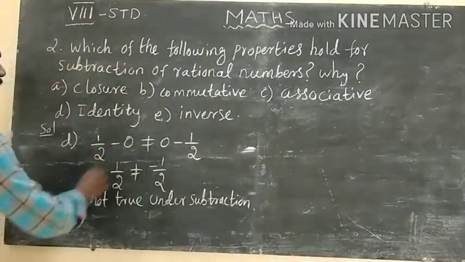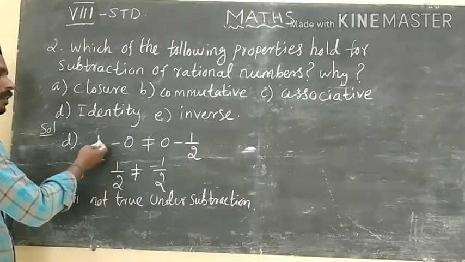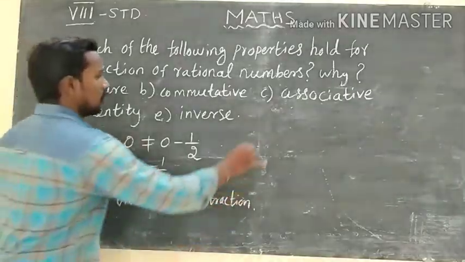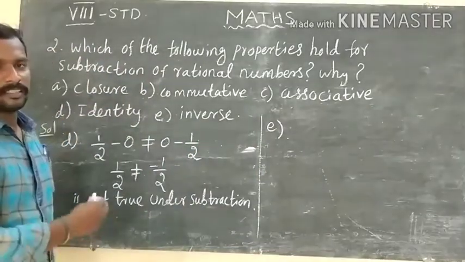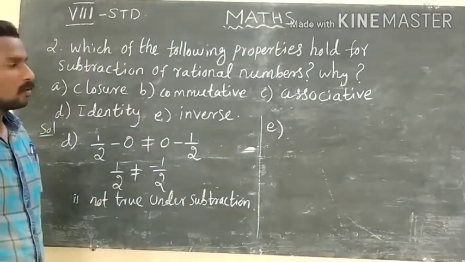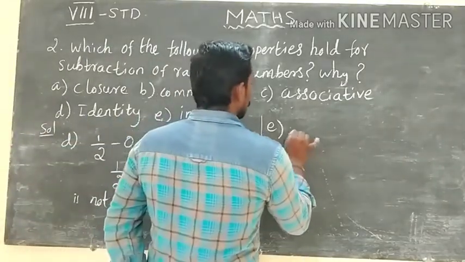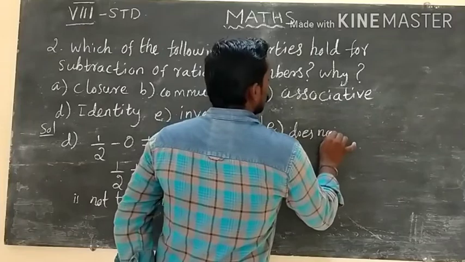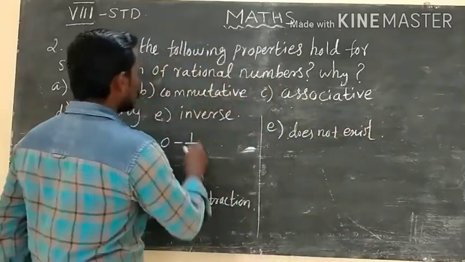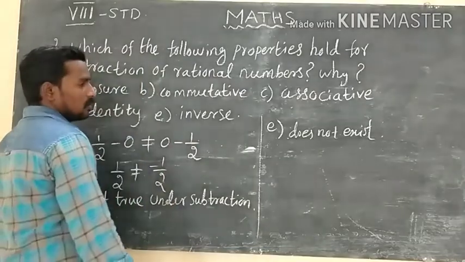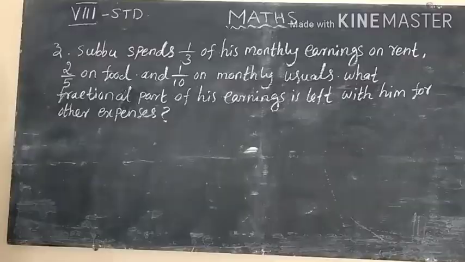Any number you can take, not only a rational number, since every integer is a rational number. So I can write any integer also. Okay. So then the inverse. The inverse does not exist for subtraction. This is a direct result. Don't need to check any numbers. Okay. The inverse does not exist. So it fails for the inverse. Okay. That's all, your second question answer.